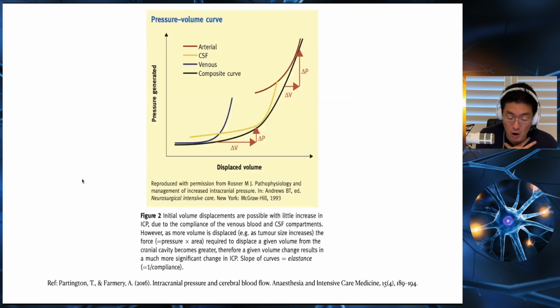I quite like this from this article here from Anaesthesia and Intensive Care. So this one talks about the elastance curve, but it also talks about the compensation that occurs at each point. So as you can see that there's venous compensation, all right? And it's a very, very compliant system. And then you get CSF compensation. And then finally, arterial compensation, which is not very compliant at all, okay? But the primary ways that you compensate a rise in intracranial pressure through a mass effect is through displacement of venous blood and also displacement of CSF as well.